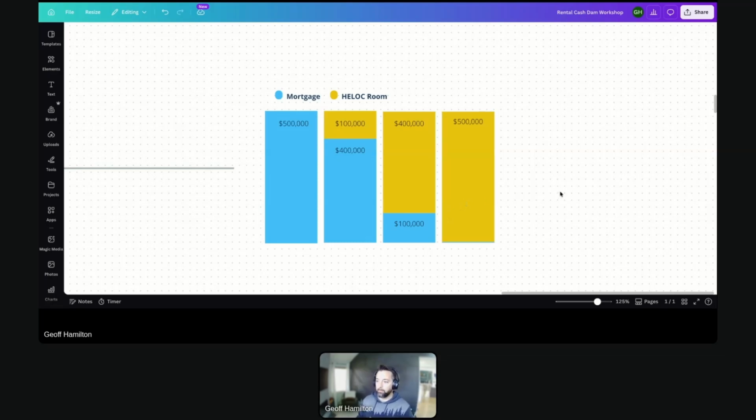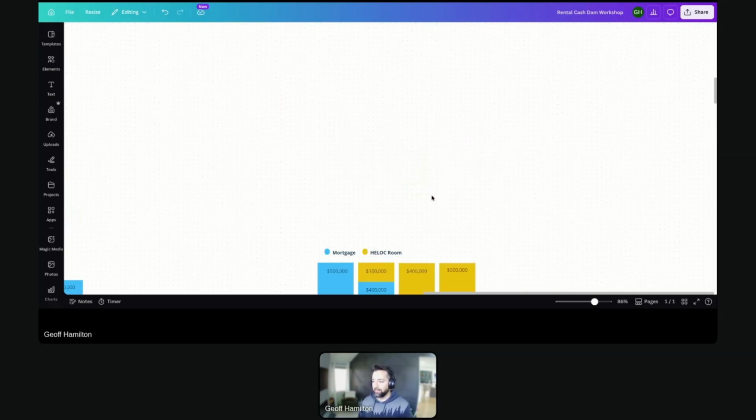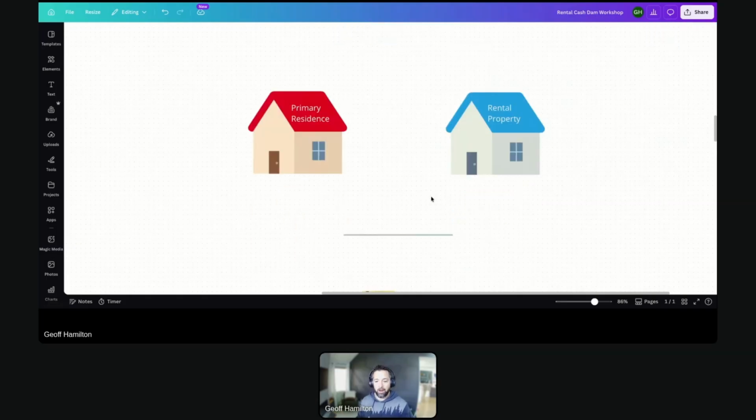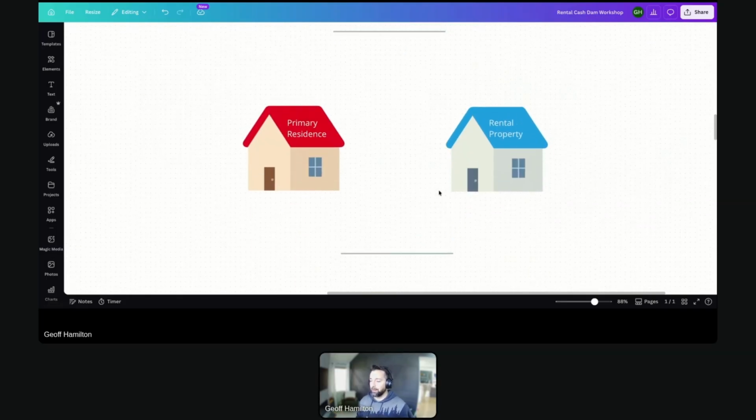It doesn't mean you have to use it, but that's the product that you use. And in many cases with the Smith Maneuver, we do actually use it to make sure we're taking advantage of the tax efficiency that comes along with it. All right. So with that basics covered, let's talk about rental cash damming.